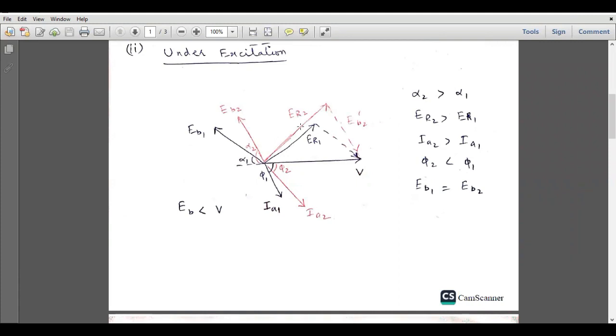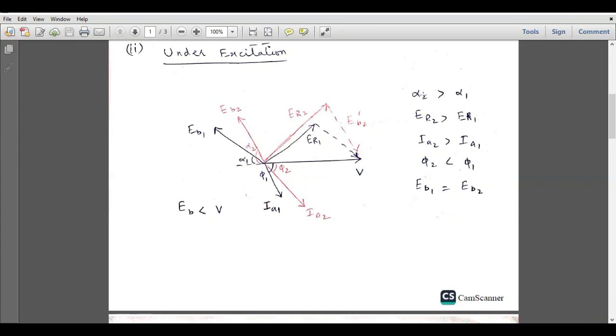The ER2 magnitude has changed, and the ER vector has rotated in the counterclockwise direction, and its magnitude has increased. So this will be the IA1 at the smaller load, and after the increment of the load, this is the new armature current vector IA2. Its magnitude has increased since the magnitude of ER2 has increased, and its angle has decreased.